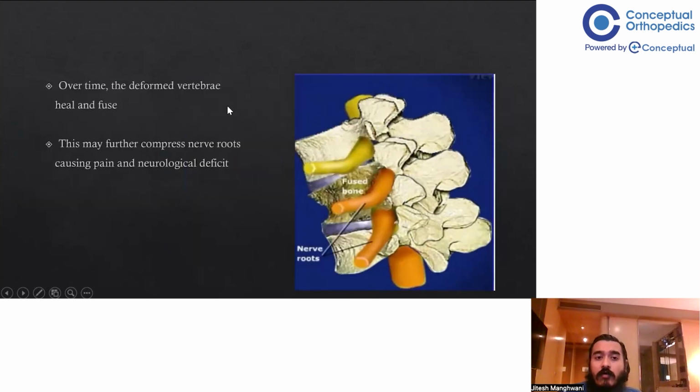Over time, the deformed vertebrae heal and fuse nicely. This may further compress the nerve roots, causing the pain and the deficit. So as time goes, this deformed bone would heal and fuse there, and this will further compress the nerve roots. Why? Because this is a disease of chronic pathology, so it will keep on compressing the nerve roots, which would cause the pain and even deficit.